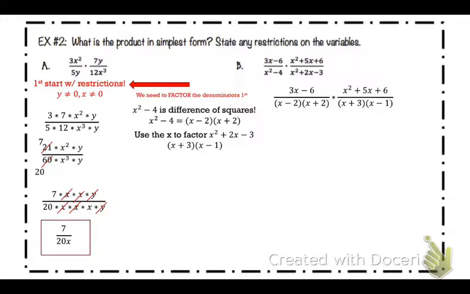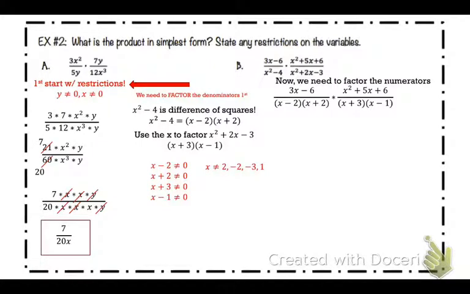Now I need to state my restrictions. So x minus 2 can't equal 0, x plus 2 can't equal 0, x plus 3 can't equal 0, x minus 1 can't equal 0. So x can't equal positive 2, negative 2, negative 3, or positive 1. Now we need to factor the numerators. So 3x minus 6, factor out a GCF first, you can take out a 3. So that's 3, and you're left with x minus 2. x squared plus 5x plus 6. Use the x to factor it, it factors to x plus 3, x plus 2.